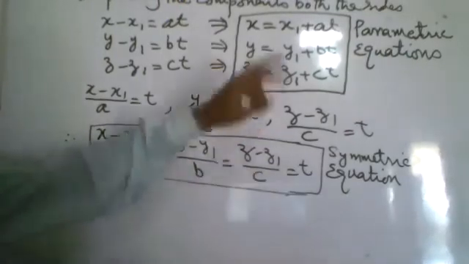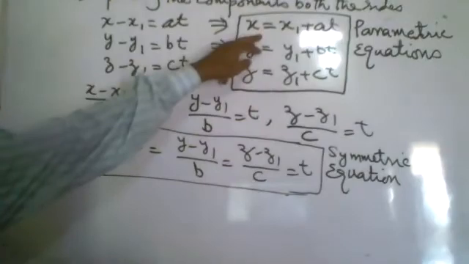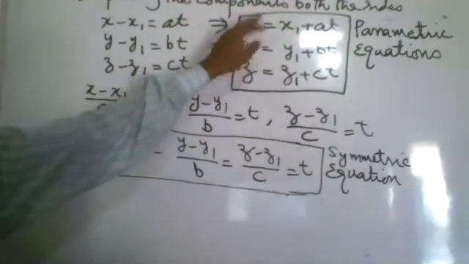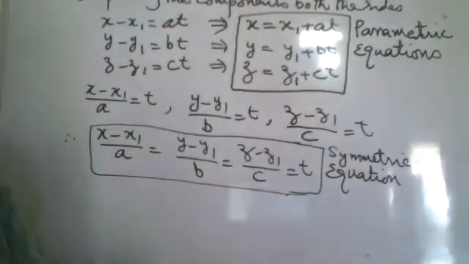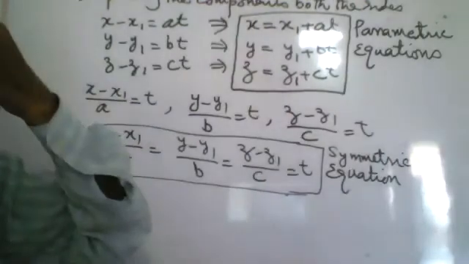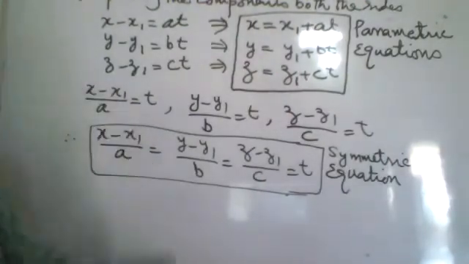So I told you how to find the parametric equation. x is equal to x1 plus at, y is equal to y1 plus bt, z is equal to z1 plus ct. And how to find the symmetric equation? (x minus x1) upon a is equal to (y minus y1) upon b is equal to (z minus z1) upon c.